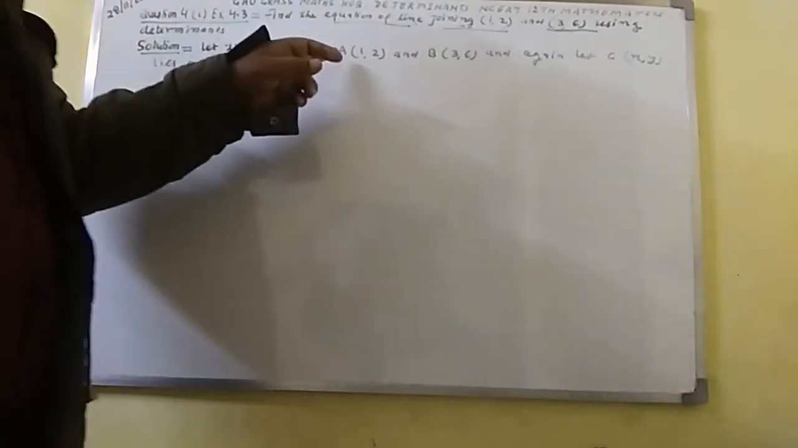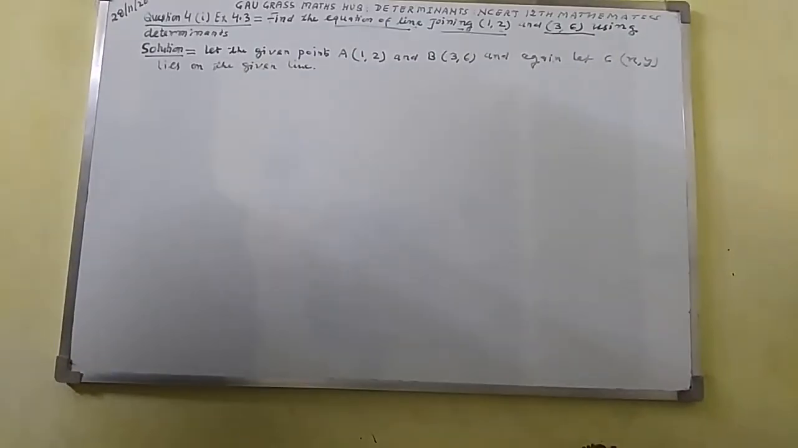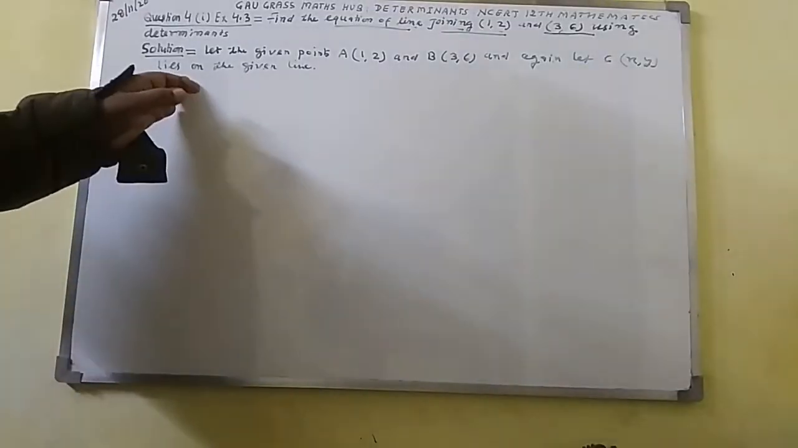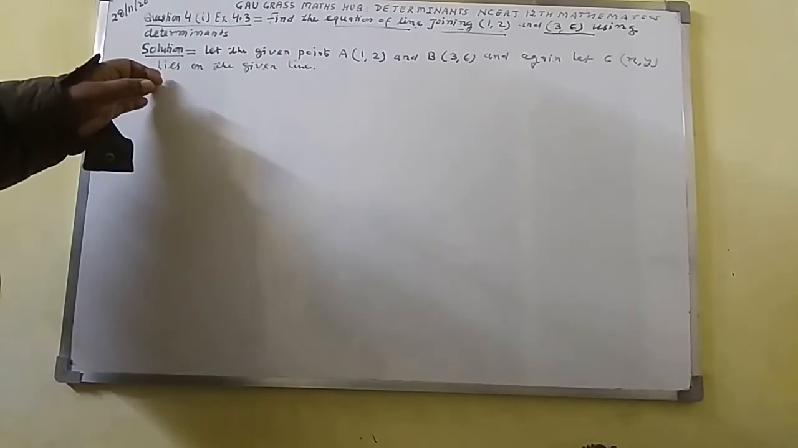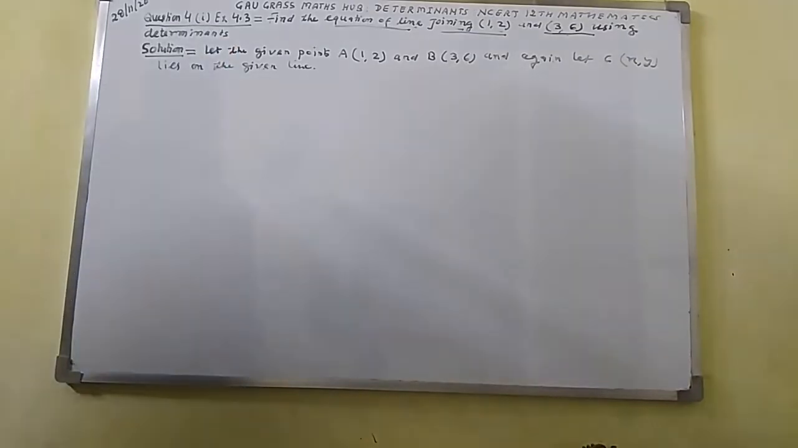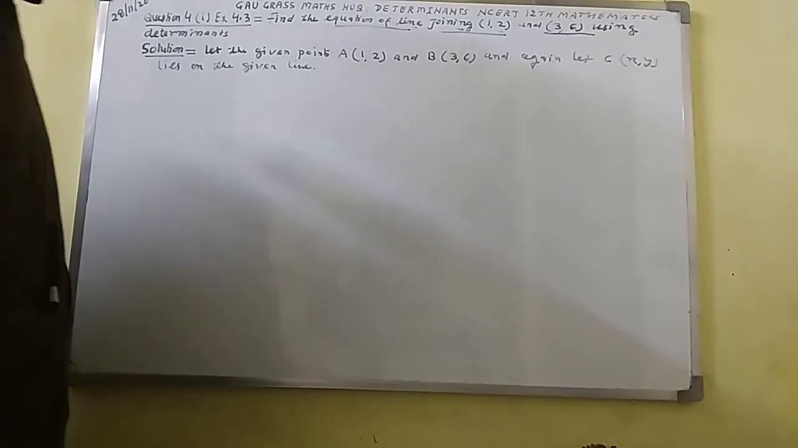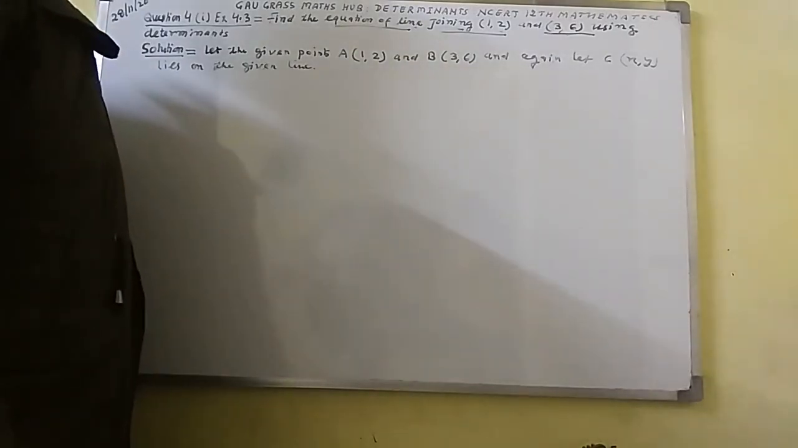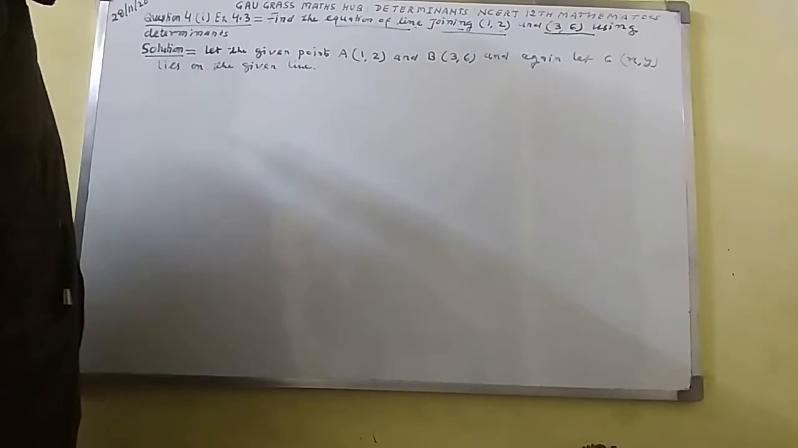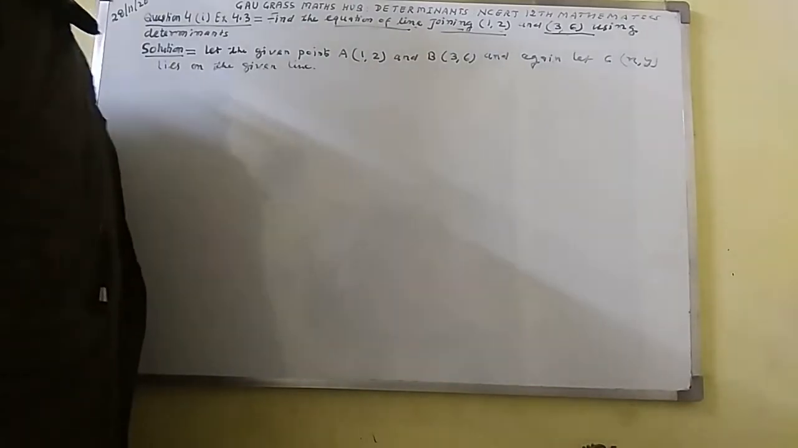Then you can see the line joining point (1, 2) and point (3, 6) extended up to point C, whose coordinates are (x, y), lies in the same plane, or in the straight line. In this case, the area of the figure formed by all these points comes out to be 0.